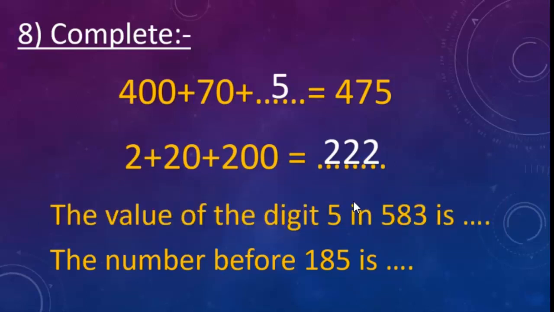The value of the digit 5 in 583 is 500. Write 5 in hundreds place, then add 2 zeros to the right of 5. The number before 185 is, what is the number before 185? Well done. 184.